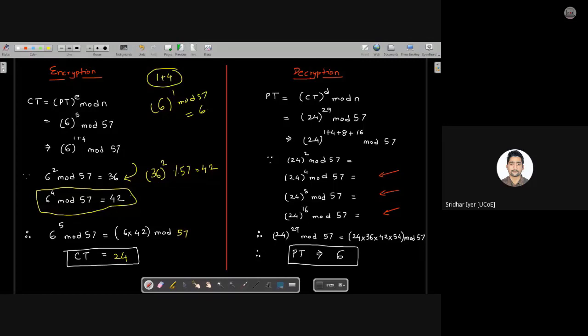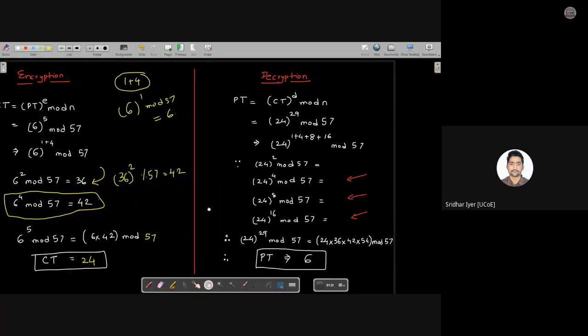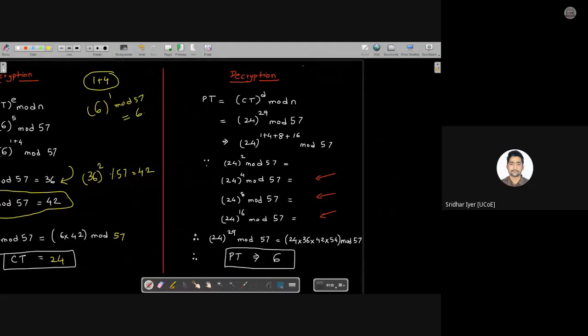Is it clear? Fine. So we need these powers. That is 24 raised to 1. But we know that 24 raised to 1 is nothing but 24 mod 57, and that is nothing but 24 only. So there is no need to write that again. 24 square mod 57 comes out to be some value. What is that value? Let me know. Quickly solve this and let me know the answers. This is the least I want from you people. Just solve it and give me the answers. Come on quickly. 24 square mod 57.